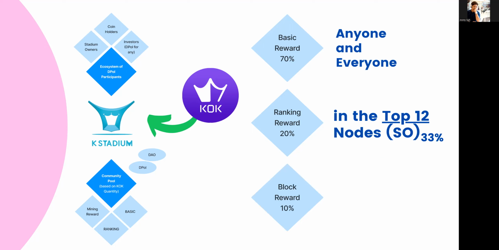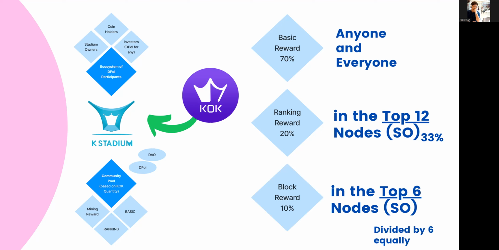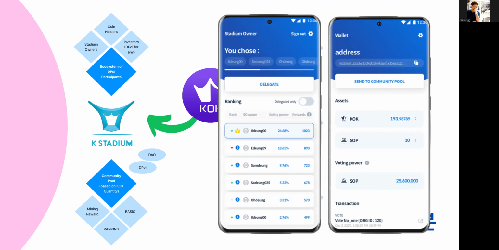And then we have the last piece of the pie, which is called a block reward, which you can get if you have taken part of the top 6 nodes. And these are equally divided into 6 and distributed into each node and then into your KStadium claim wallet. And that's exactly what you see right now in the open beta of KStadium.